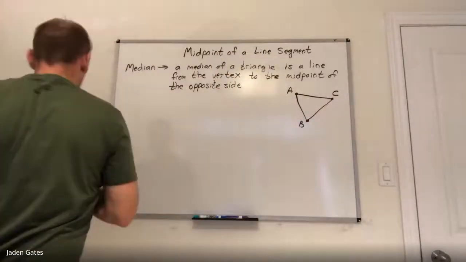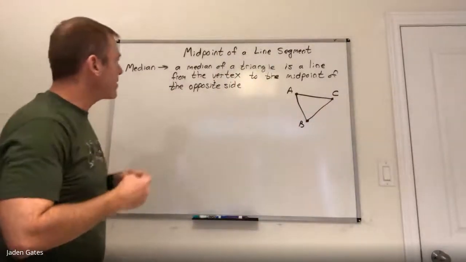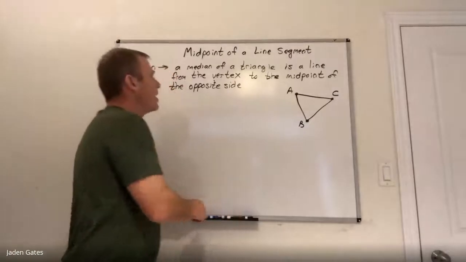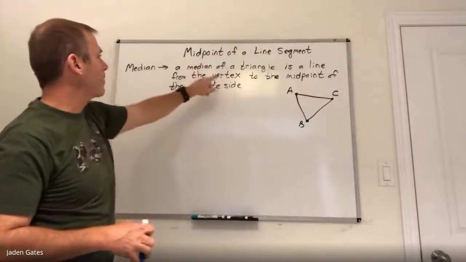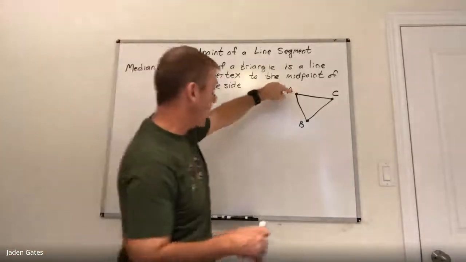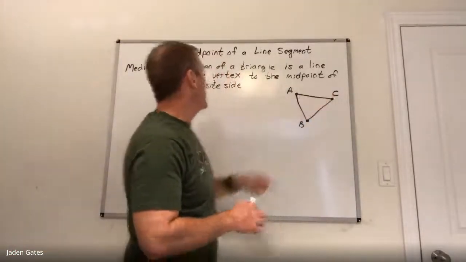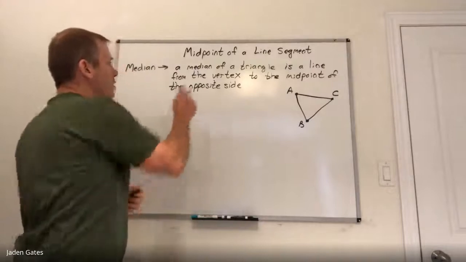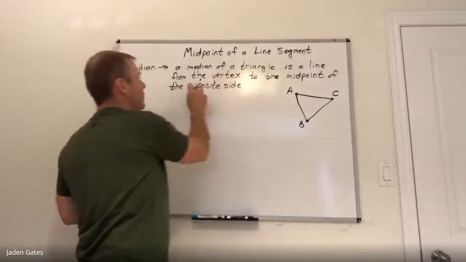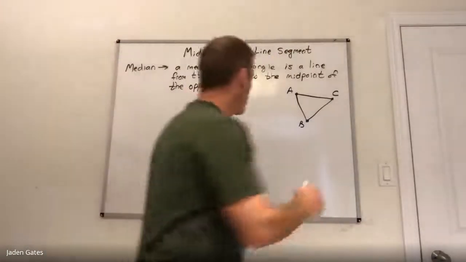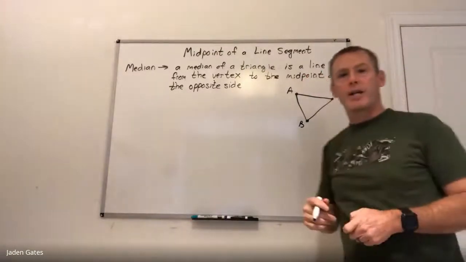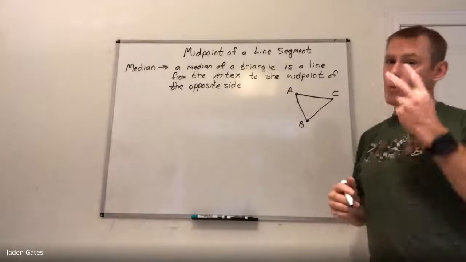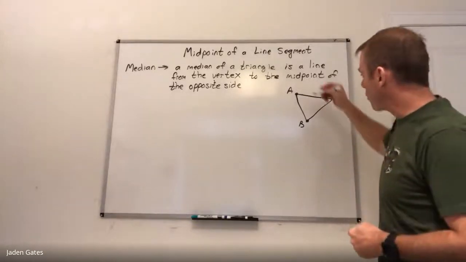All right, now those points, A, B, and C, they're called vertexes. And so when you draw a line from a vertex, so we have 3 of them to choose from, it's got to be from that vertex to the midpoint of the opposite side. And so in this case, I'm going to say a median from A. Now here's the thing, because we have 3 vertexes, we do have 3 medians. I'm only going to draw one in here.